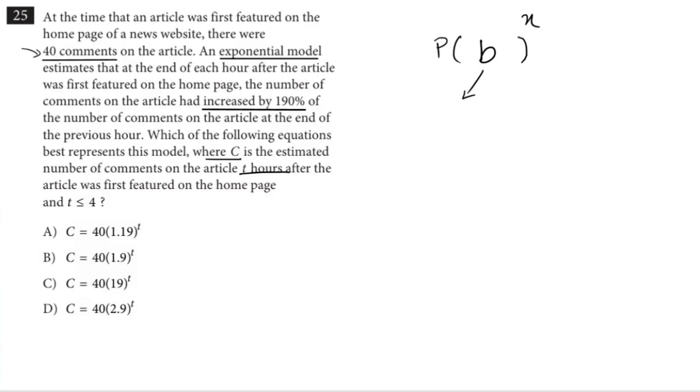So whatever the value was, it's now 190% more. So 100 plus 190 is 290%. So that's 2.90. So I know that D is the correct answer.